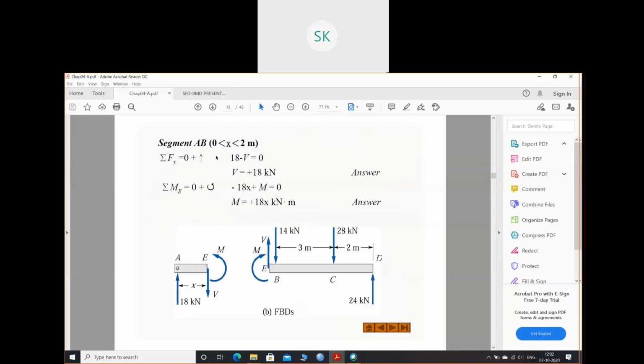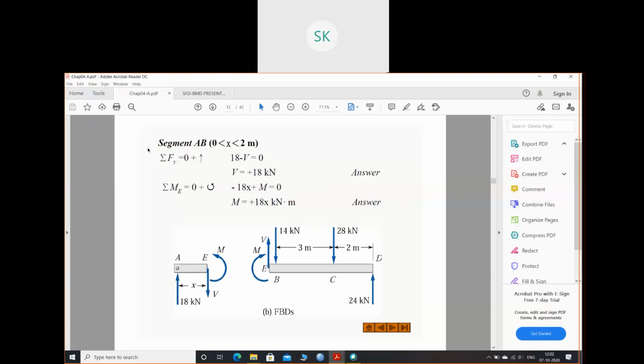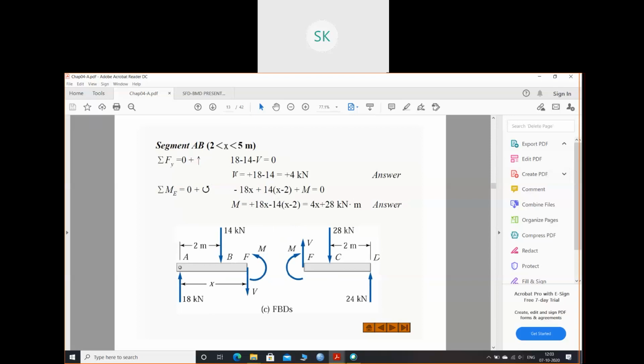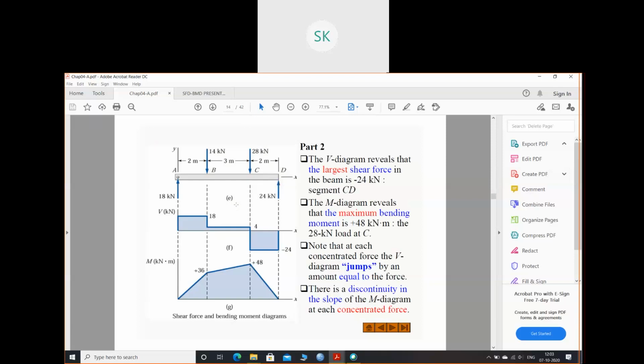So this is my first section, 0 to 2. In 0 to 2, you need to find shear force and moment. Again, from 2 to 5, you need to find shear force and moment. And again, for 5 to 7, you need to find shear force and moment. And then finally, you have to place the values like this, and you'll get the shear force and bending moment diagram.